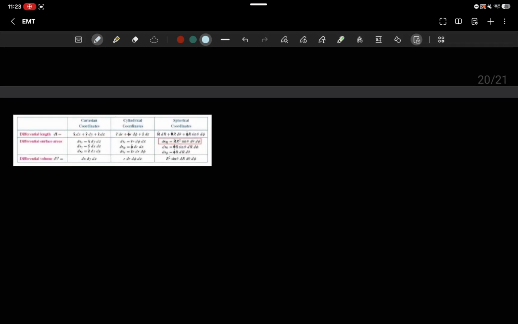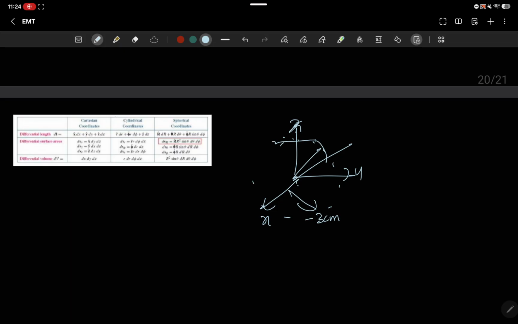Okay, so maybe we have our axes as z, then y, then x. Maybe we have a round shape, 3 centimeters in radius. Maybe this is the area that is being covered. The first angle is 30 degrees, then the second is 60 degrees. So the curve is something like this, and you need to find the surface area for it.